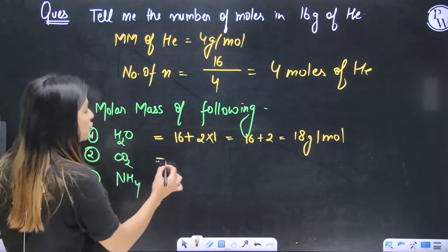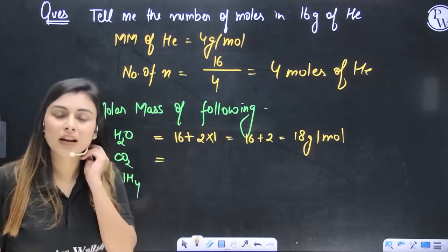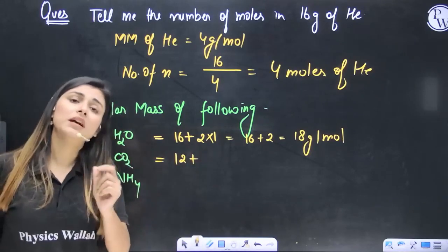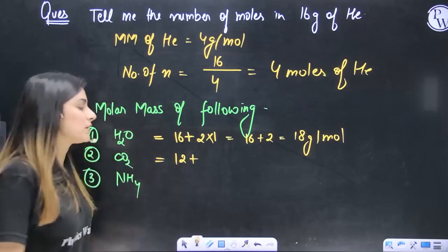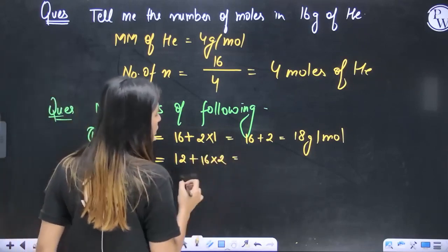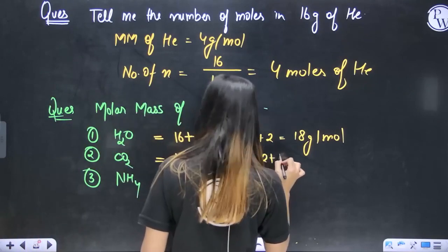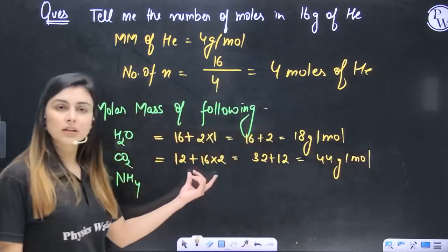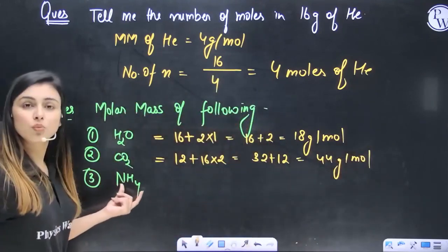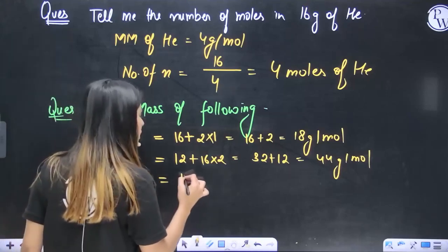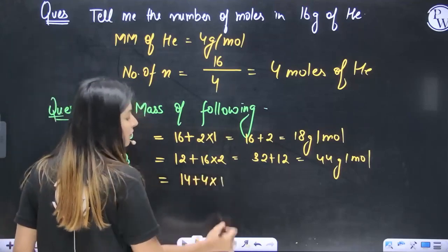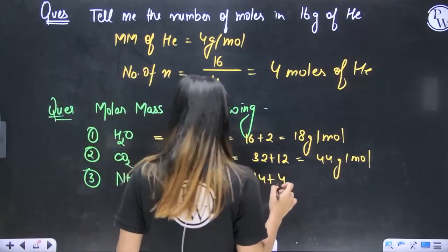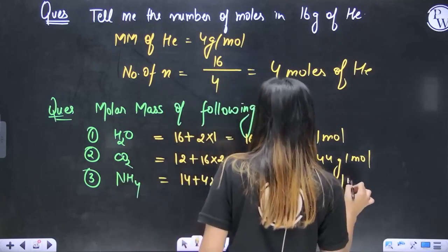Let us calculate for CO2. The molar mass of carbon is 12 grams per mole. So 12 plus, my dear students, the molar mass of one oxygen is 16 and you have 2 oxygens, so you will write 16 into 2, which is 32, plus 12, which is equal to 44 grams per mole. So you've calculated the molar mass of CO2. Now let's calculate the molar mass of NH4. This will be nitrogen 14 plus 4 into 1 for hydrogen, and you have 4 hydrogens. This will be 14 plus 4, which is equal to 18 grams per mole.